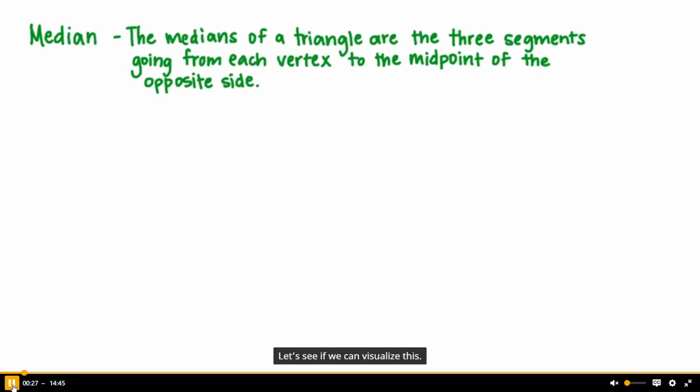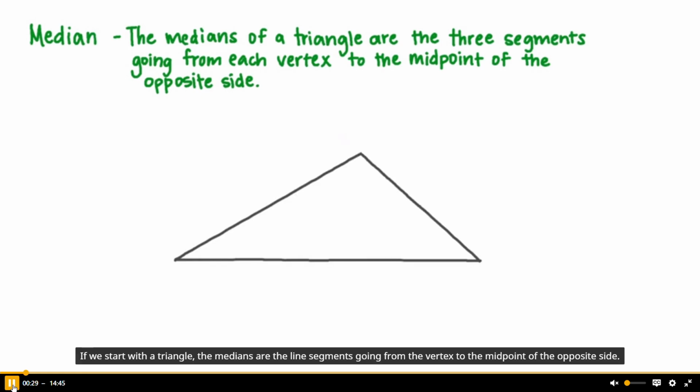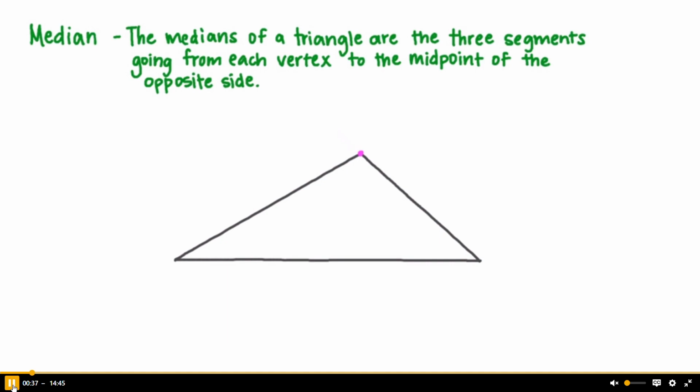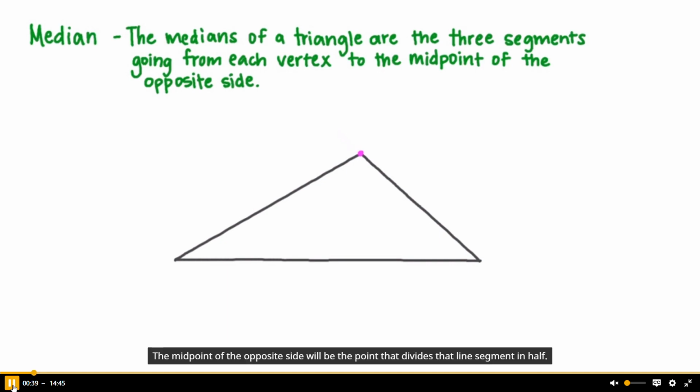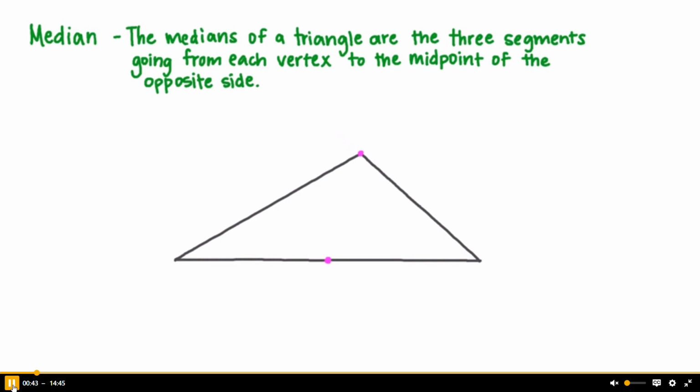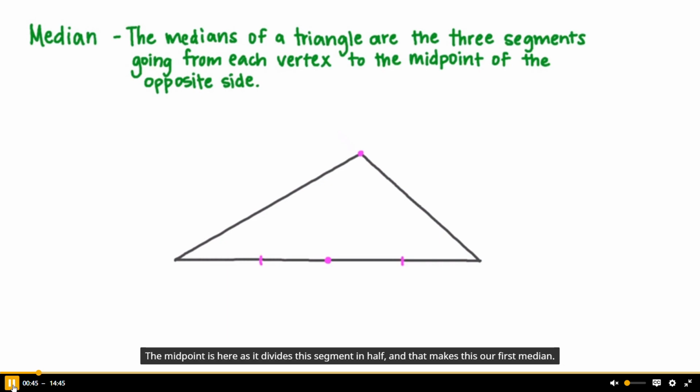Let's see if we can visualize it. If we start with a triangle, the medians are the line segments that go from a vertex to the midpoint of the opposite side. The midpoint of the opposite side is the point that divides that line segment in half. The midpoint is here as it divides the segment in half, and that makes our first median.